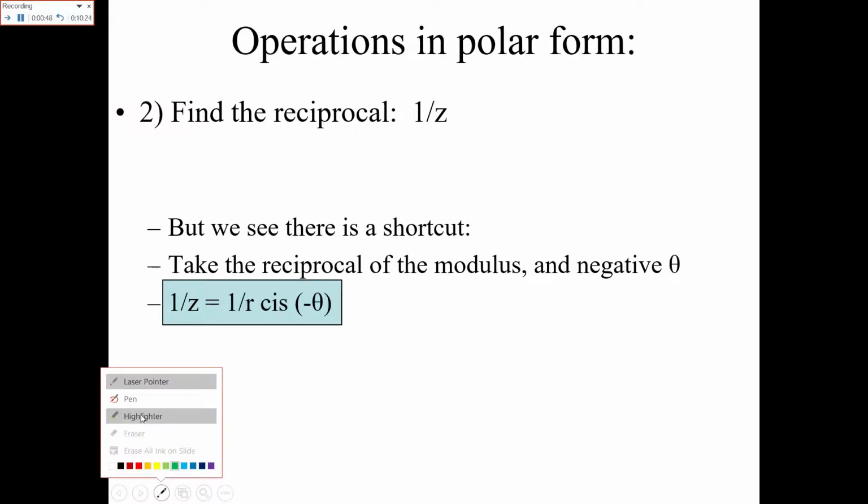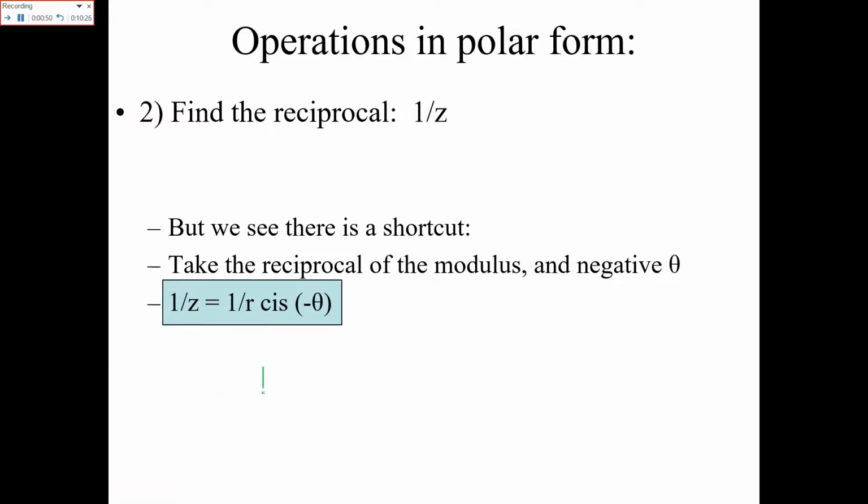So now if the mouse doesn't stick, I will show you. It will become 1 over r times cos theta minus i sin theta. This is the expression for 1 over z.